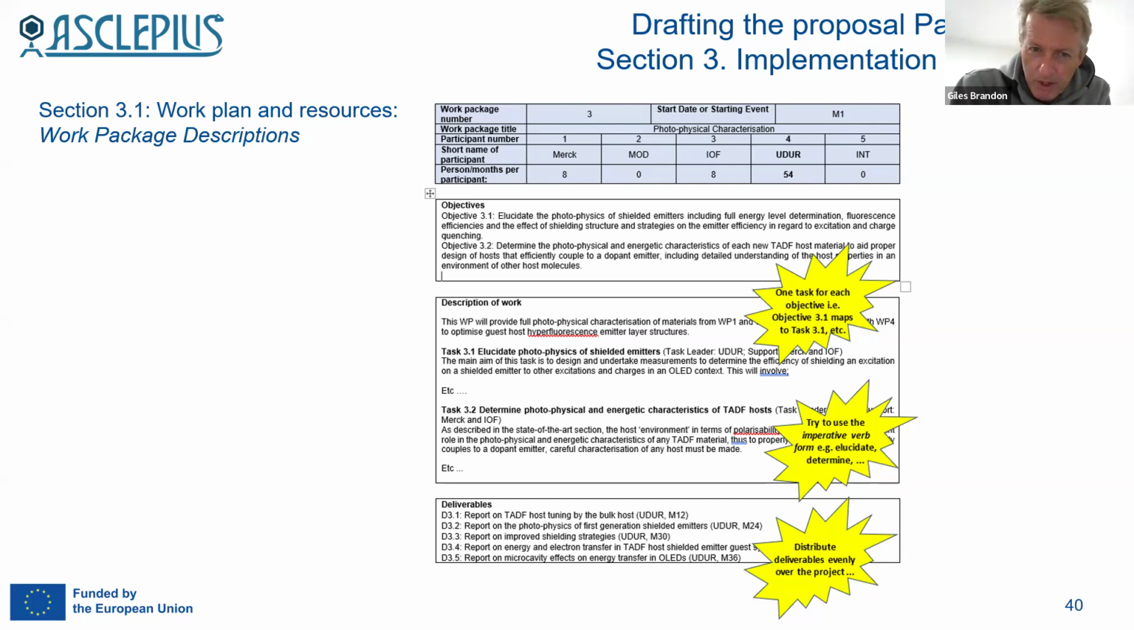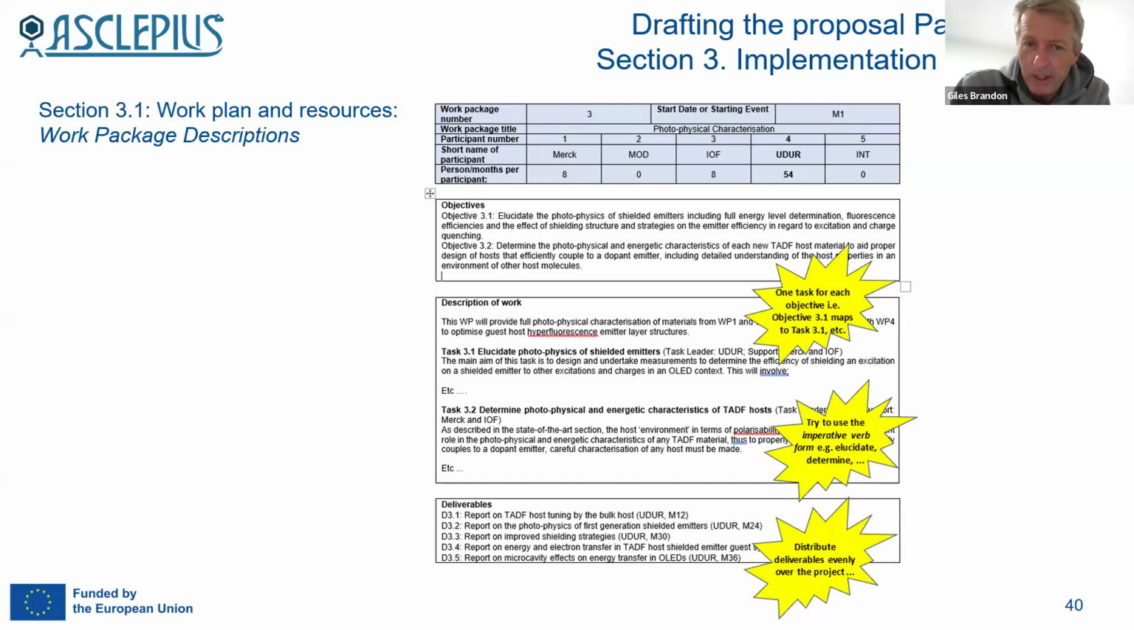For each of these work package descriptions, you have to sort of indicate a number of scientific and technological objectives for that work package. My strong recommendation is for whatever number of objectives you have, each of them should map to their own task. Indeed, you can get it down to the point where essentially the title, the name of an objective is exactly the same as a task.